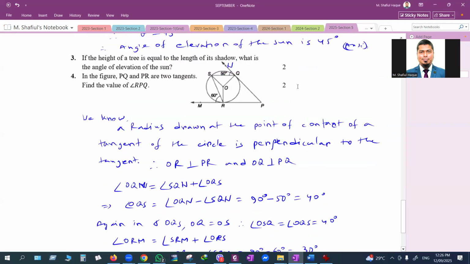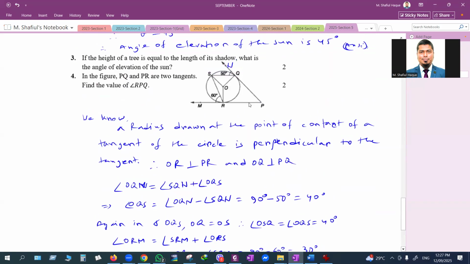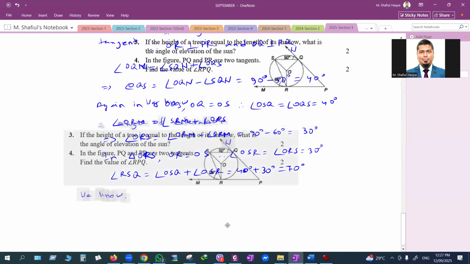Now angle RSQ is equal to angle OSQ plus angle OSR, that is 40 plus 30 degrees, that is 70 degrees.